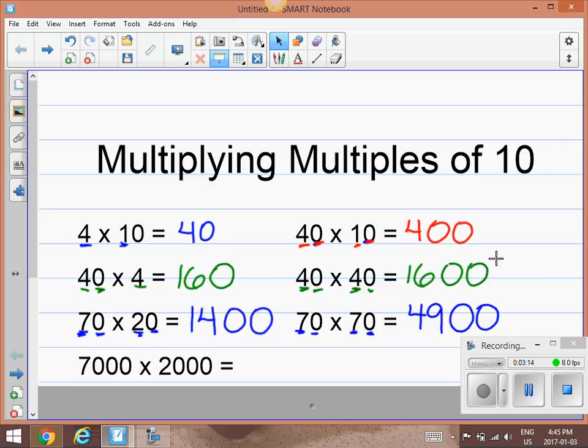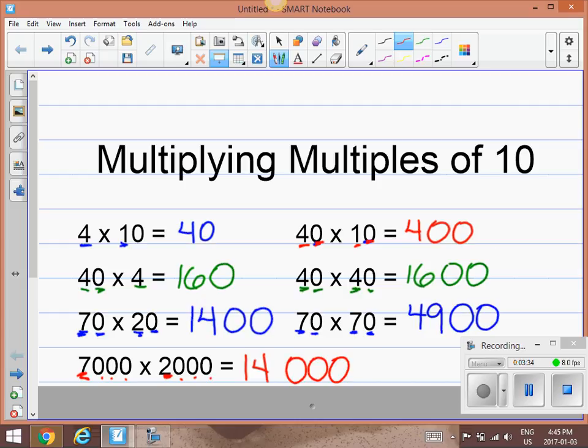I put this one on here just to scare you because there are a whole lot of zeros. However, the math doesn't actually get any more complicated. So we have 7 times 2, 14. Now count the zeros. 1, 2, 3, 4, 5, 6. And if you remember from place value, that number is read as 14 million.